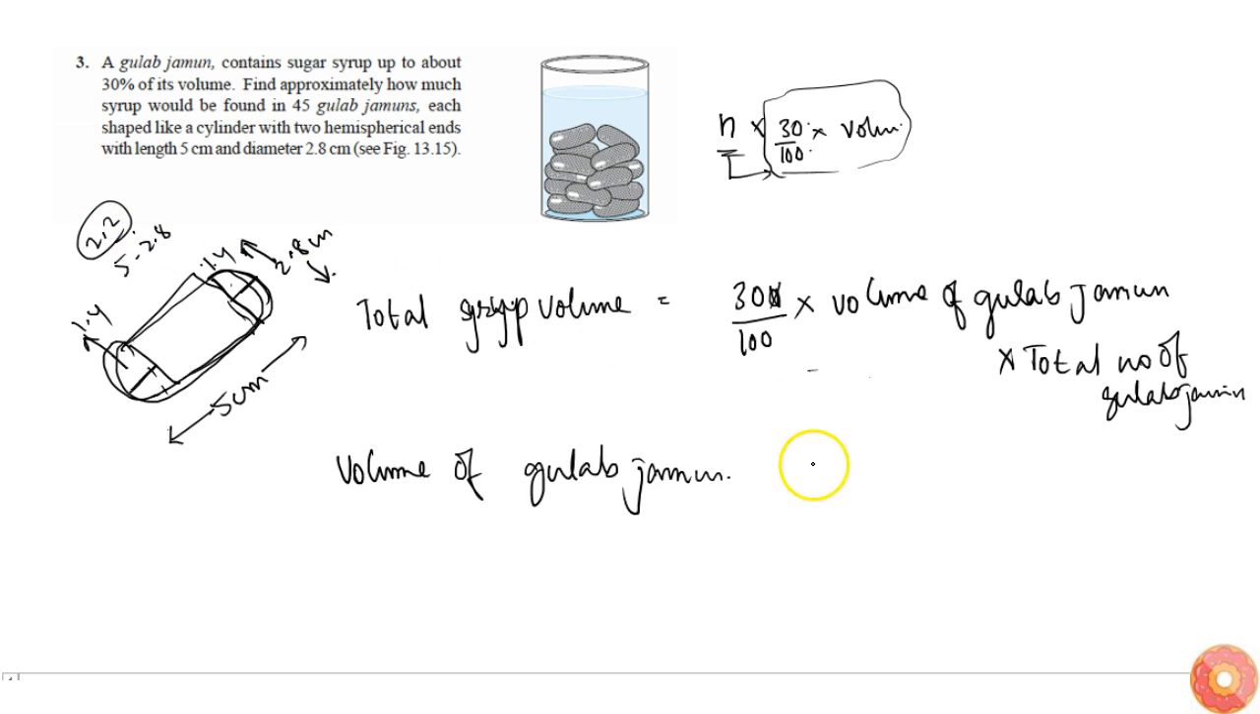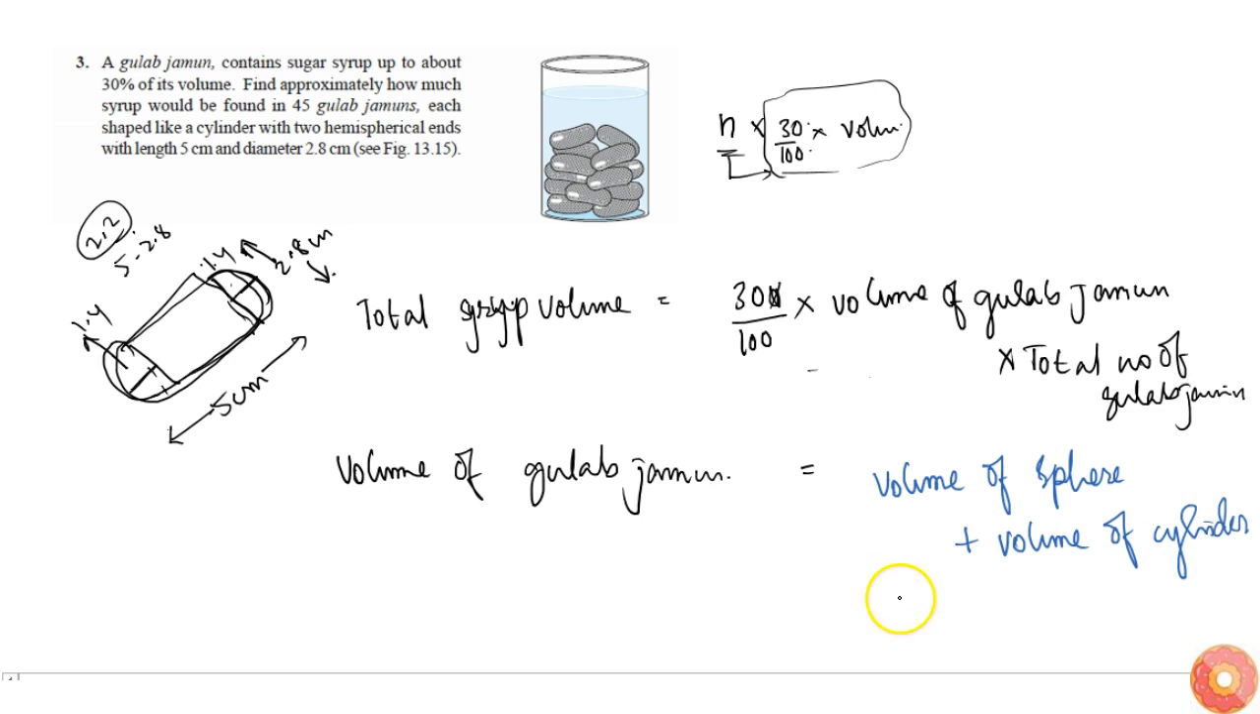So now the volume of gulab jamun is equal to, what do we get? We have two hemispherical ends, so twice a hemisphere is one sphere. So the volume of sphere attached at the end plus the volume of cylinder. The volume of sphere will be simply 4 by 3 pi r cube, plus the volume of cylinder is simply pi r square h.